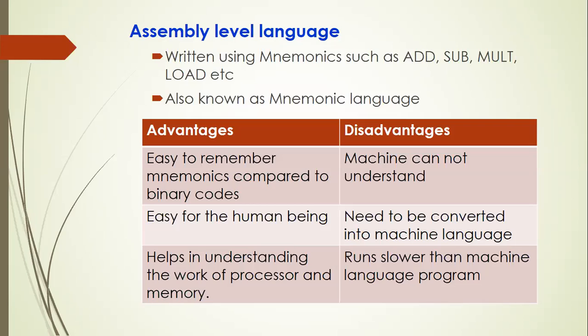But the assembly language program has its own drawback. A computer can understand only machine language program. For a human being, writing the program in assembly level language is easy. But since a machine cannot understand this, the assembly level language program should be converted into a machine level language by means of a translator called an assembler. So we need to buy a translator whenever we write a program in assembly level language.